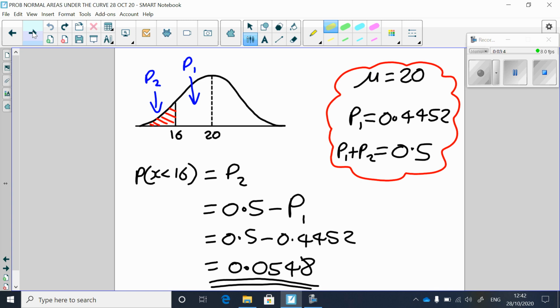P2 is referred to as a tail end probability. When it's a tail end, that being the only region you're interested in, it's always a half takeaway that. Okay, next scenario.